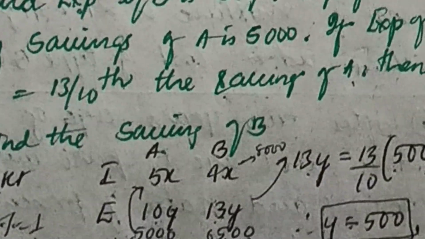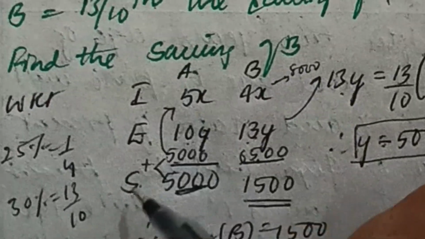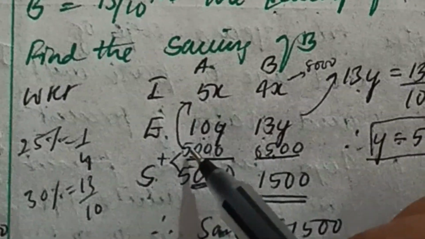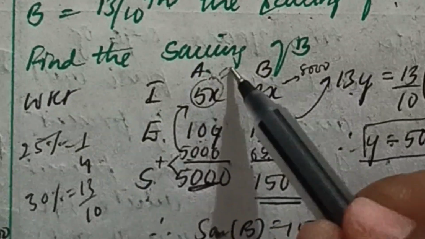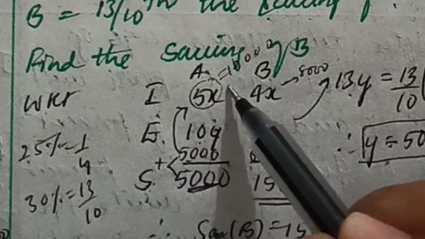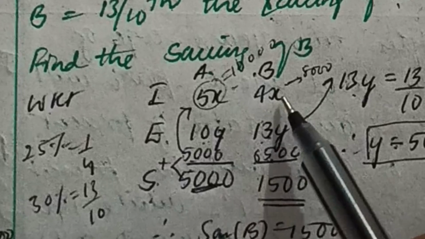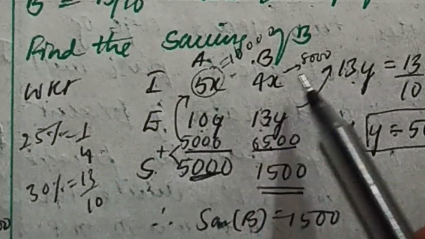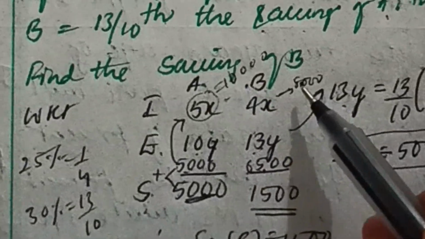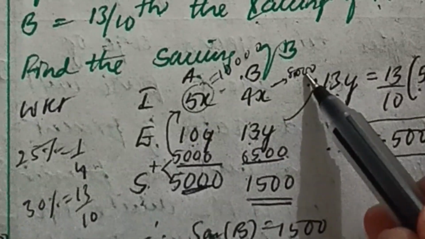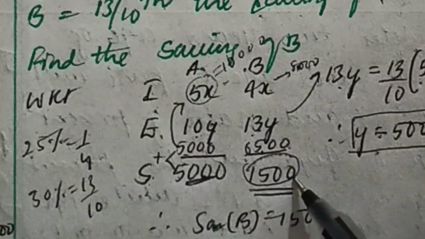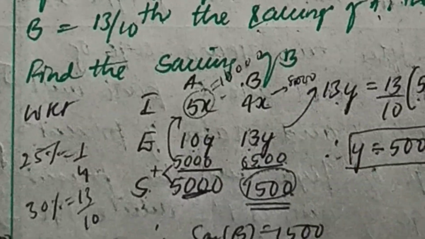Since we know that if we add expenditure and savings, we will get the income, so here 5,000 plus 5,000 will be equal to 10,000. But 5x is equal to 10,000, then x will be equal to 2,000. If I substitute the value of 2,000 here, I will get 8,000 here. If I subtract expenditure from the income, I will get the savings of B. Therefore, the savings of B is 1,500.